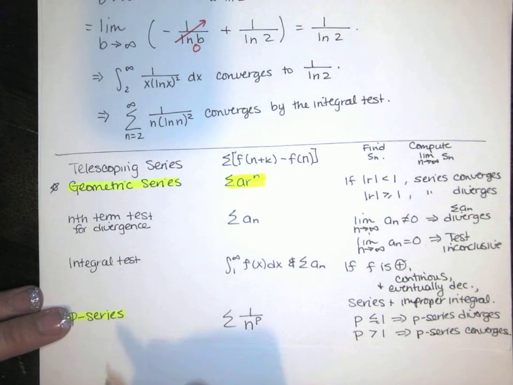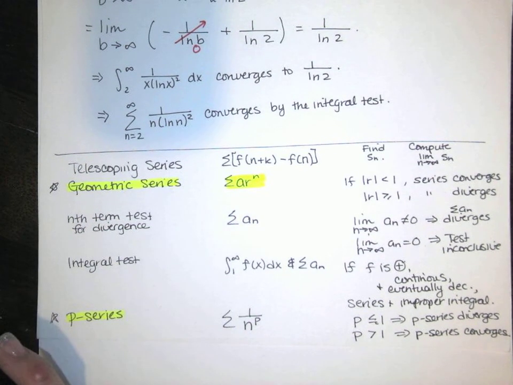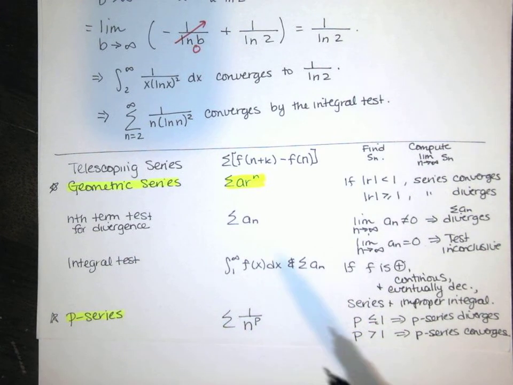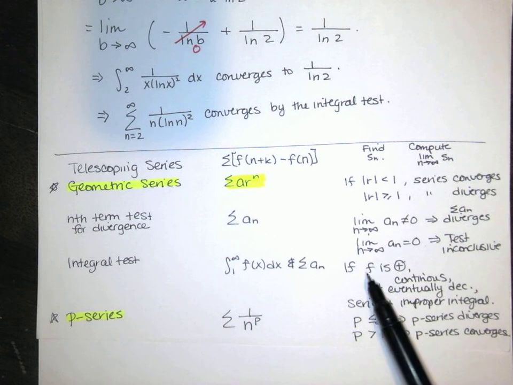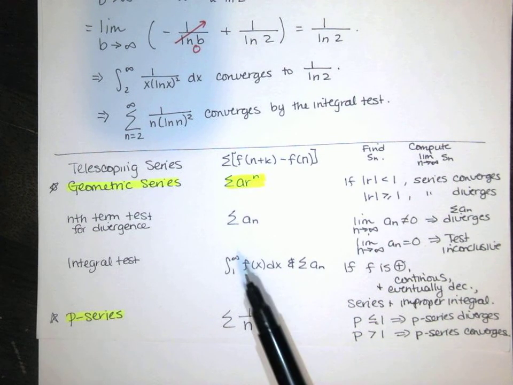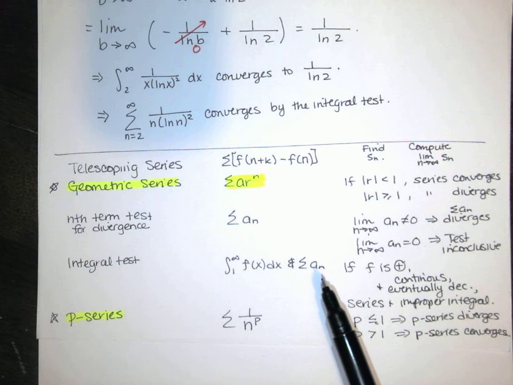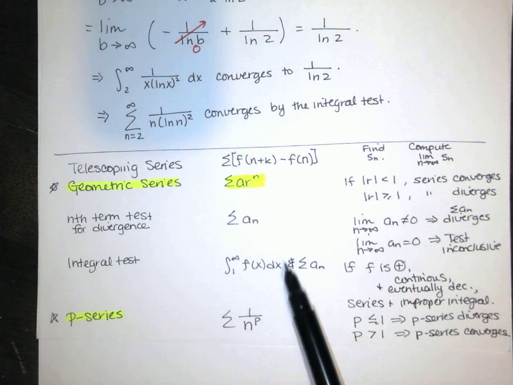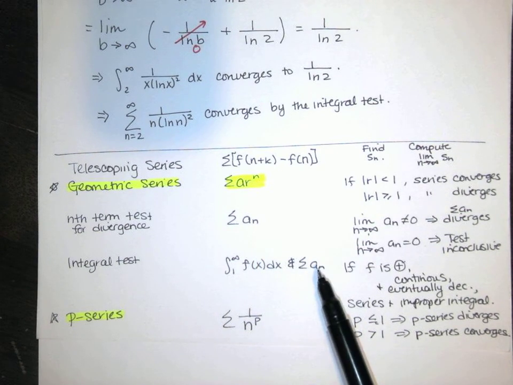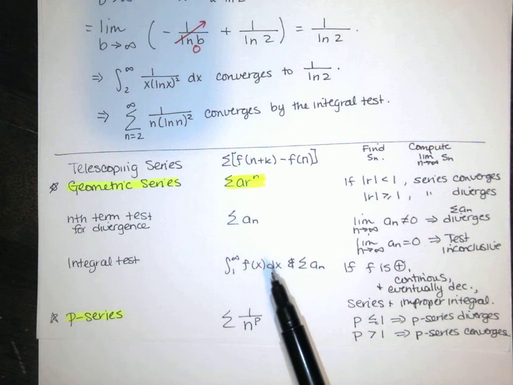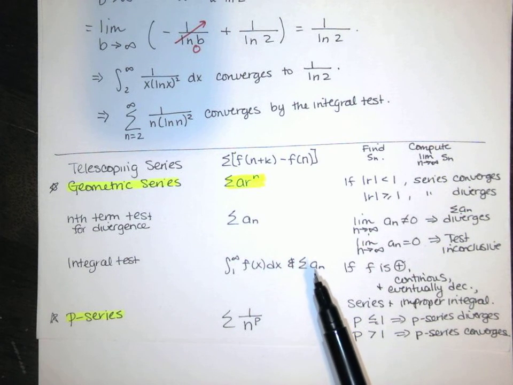It never tells you whether something converges. It just tells you if something diverges. The series diverges, excuse me. And then the integral test. It's a very powerful test that requires a lot of work. We have to check all of these things. But if we check these things and they check out, this integral and this series have the same behavior. When the improper integral converges, this series converges. When the improper integral diverges, the series diverges.